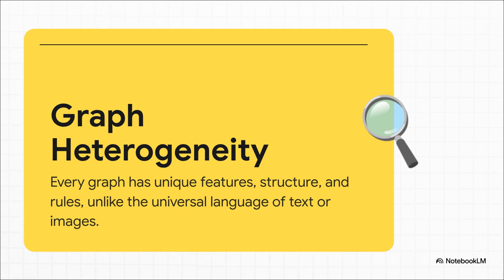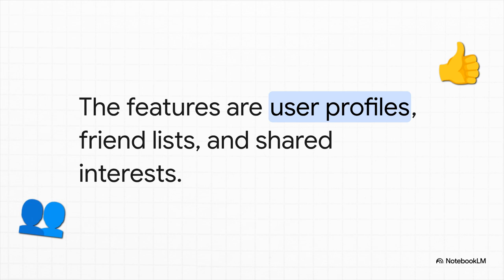Okay, so here's where we hit the big wall. The core challenge has this fancy name, graph heterogeneity. But all that means is that every single graph is totally different. See, text and images have a universal language, right? Words and pixels, but with graphs, every single one can have its own unique structure, its own features, its own rules. Each one is a unique snowflake, and that's an absolute nightmare if you're trying to build one AI that can understand them all.